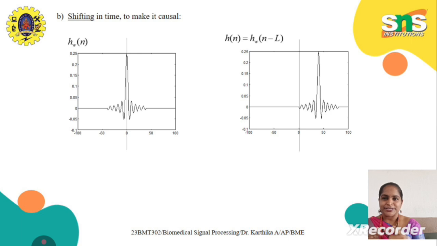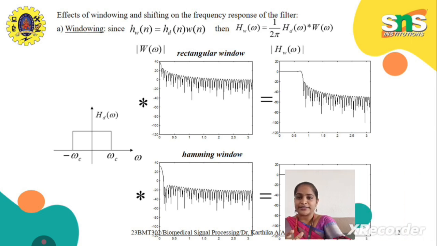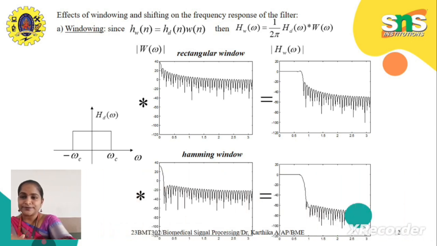By shifting in time, we make the signal causal. Here your hw of n is turned into hw of n minus L. See the difference. See the signal shifting in time. See the effects of windowing and shifting on the frequency response of the filter. See our windowing techniques.